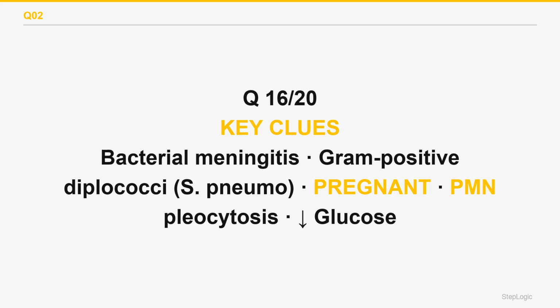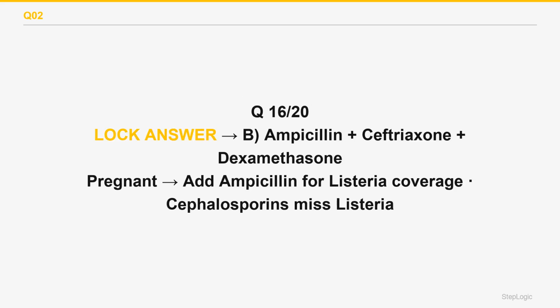Pregnant women and elderly patients are at increased risk for Listeria monocytogenes meningitis. Listeria is intrinsically resistant to cephalosporins. Therefore, in pregnant women with bacterial meningitis, ampicillin must be added to cover Listeria, even if the gram stain shows diplococci, because the gram stain may be negative for Listeria or results may be preliminary. The correct empiric regimen is ampicillin plus ceftriaxone plus dexamethasone, covering both S. pneumo and Listeria.